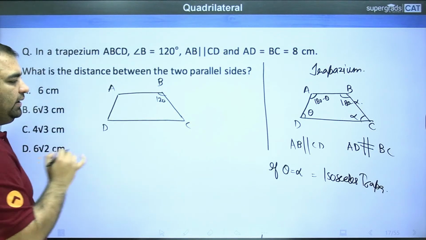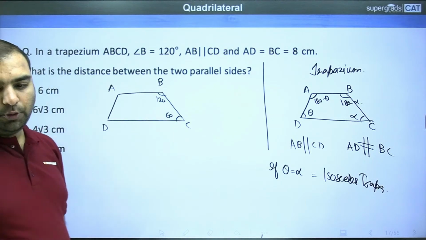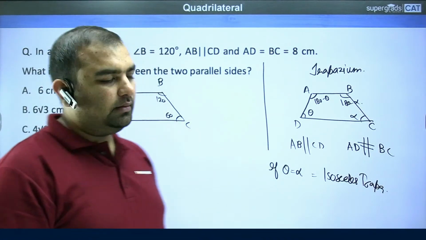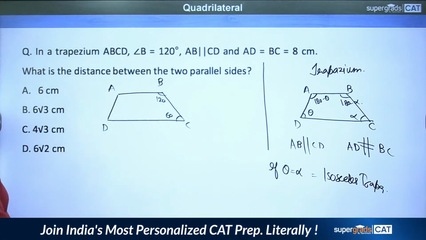This is 120. This would be definitely 60 because these two are parallel lines. ADBC 8.